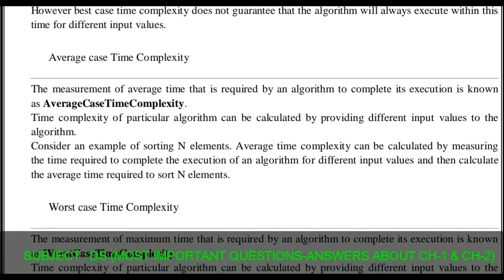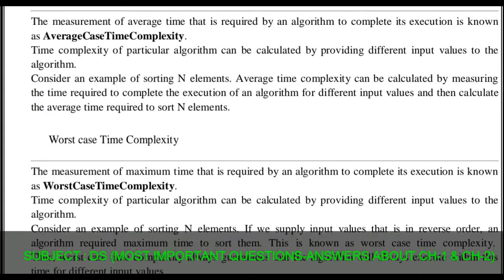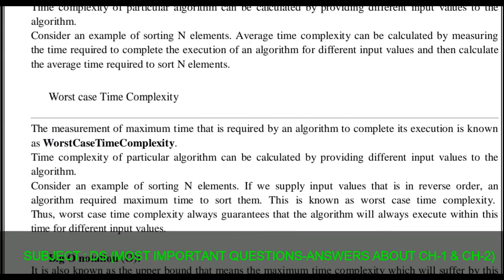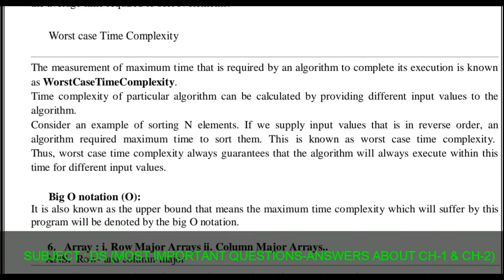Then next, average case time complexity. Average case time complexity is the measurement of the average time that is required by an algorithm to complete its execution. The time complexity of a particular algorithm can be calculated by providing different input values to the algorithm. Consider an example of sorting n elements. Average time complexity can be calculated by measuring the time required to complete the execution of an algorithm for different input values and then calculating the average time required to sort the elements.